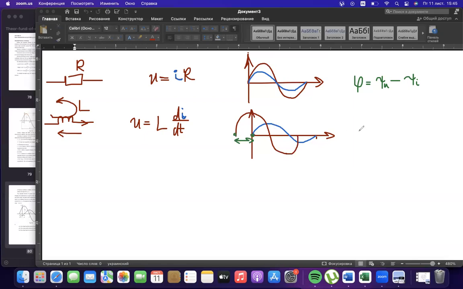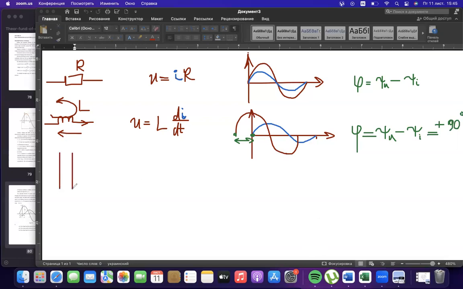Because of the derivative, we have a shift angle. If current is sine, voltage is cosine, then this shift angle is positive. From 90 degrees, we take the difference 0 and obtain 90 degrees with plus. That is why I speak about 90 degrees for a coil.